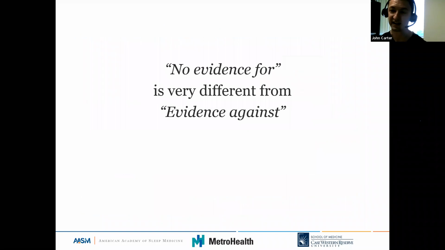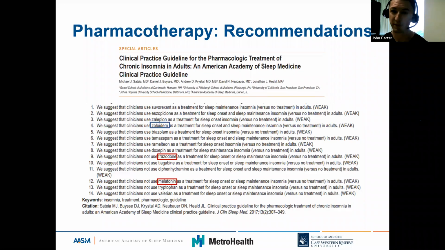We'll come back to this slide in a second, but just remember, no evidence for something is very different than evidence against something. And this is an important thing to keep in mind as we're considering the real world applications here.